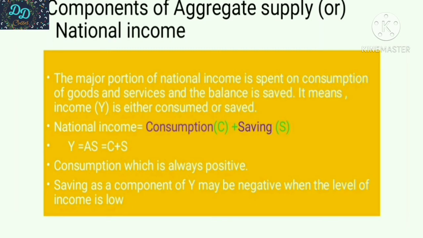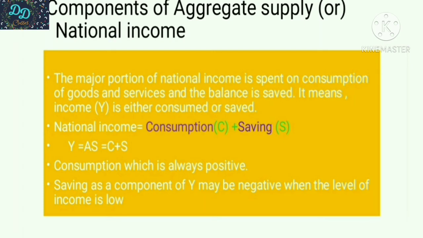Consumption is always positive, but saving may be negative when the level of income is low, that is, when C is greater than Y. Savings are zero when consumption is equal to income, that is, when C equals Y. Savings are positive when consumption is less than income, that is, when C is less than Y. So saving is a component of income. Now the components of aggregate supply are consumption and saving.